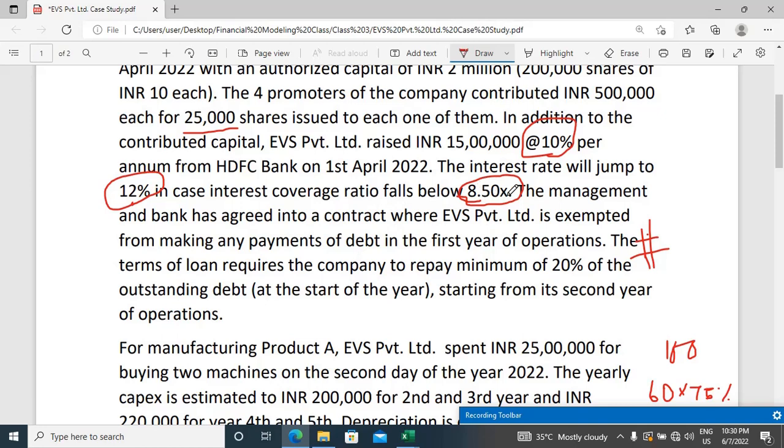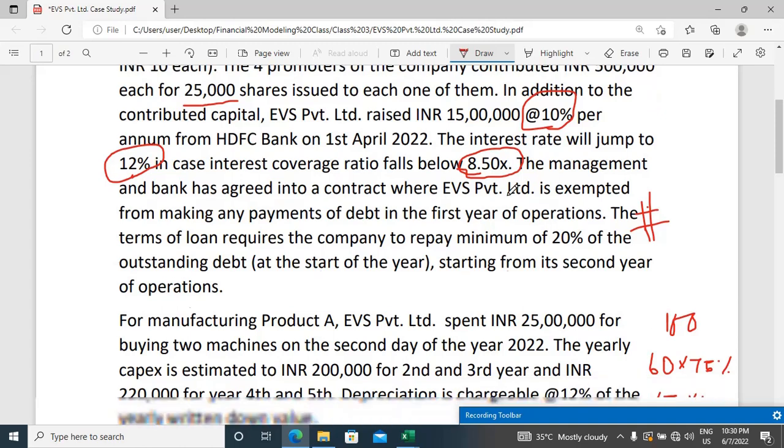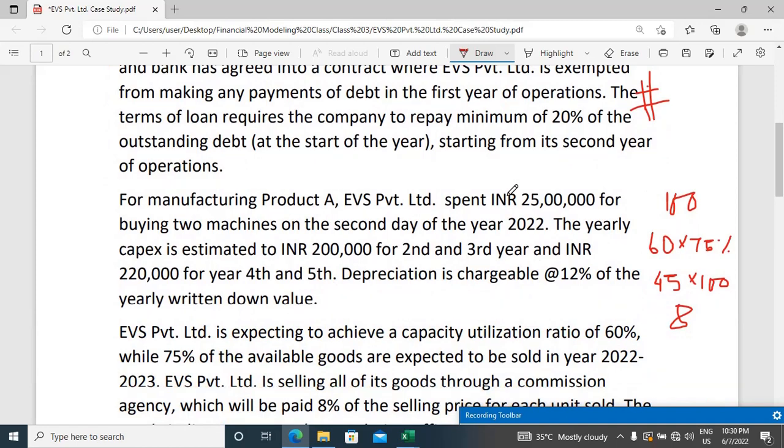Interest coverage ratio, as I said, we will be able to work on it only when we are done with the EBIT calculation. So now let us look at what is the next thing in our case.